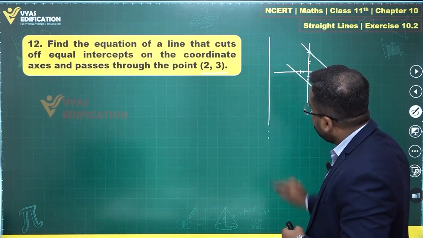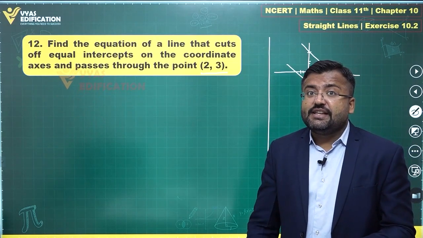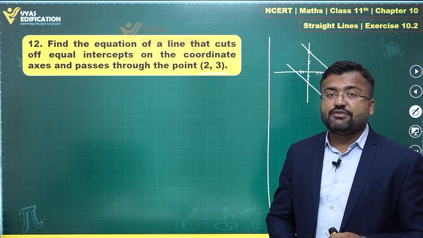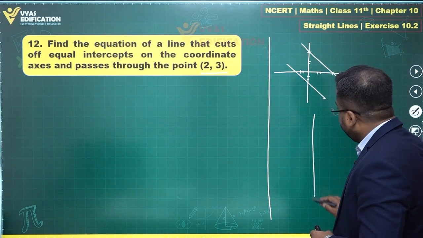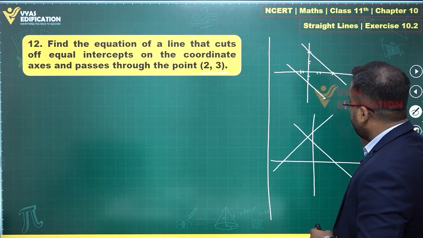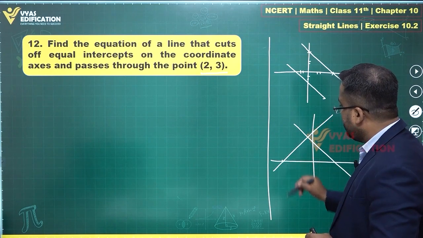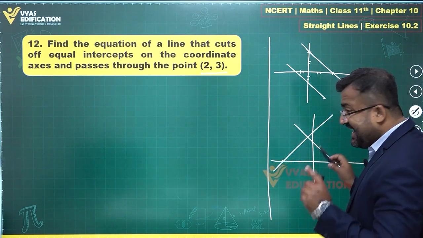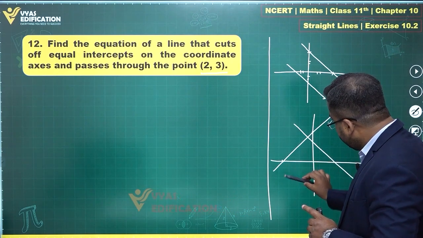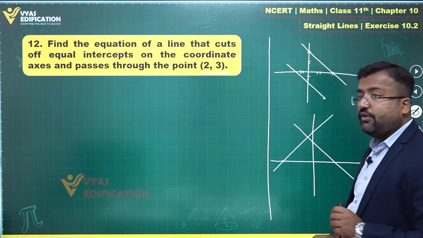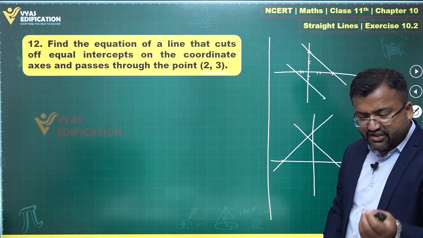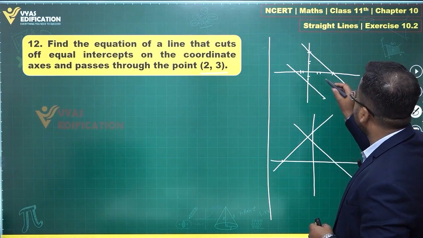That the line may cut off intercepts of equal length. In that case, the length can be equal in this way, or the length can be equal in this way also. One intercept will be positive, the other will be negative. So, in such cases, the line can be parallel to these lines, or parallel to this particular line over here. So, what will the slopes be in these cases?